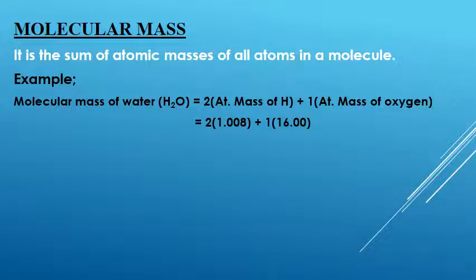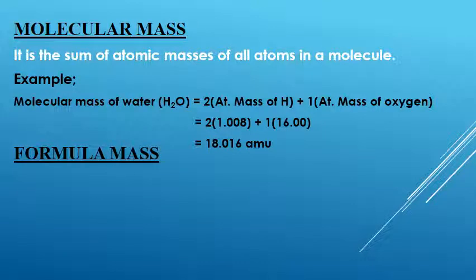Hydrogen has atomic mass of 1.008 AMU and oxygen has atomic mass of 16 AMU. So after doing the calculation as above, we get the answer of 18.016 AMU, which is the molecular mass of water.